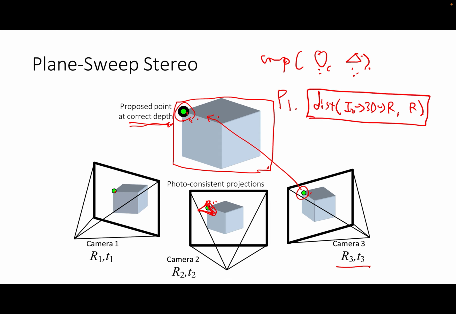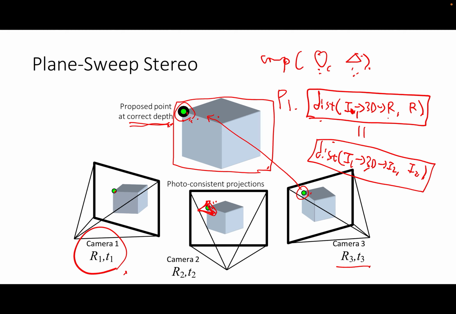This is the consistency that we are interested in. We lift I1 to 3D space, and then project it again to the reference image, which is I2. We can rewrite this as distance(I1 lifted to 3D, I2). We can lift the neighbor image to 3D space, project it again to the reference image I2, and then compare this reprojected one with I2.